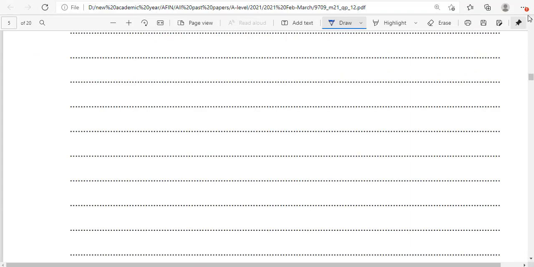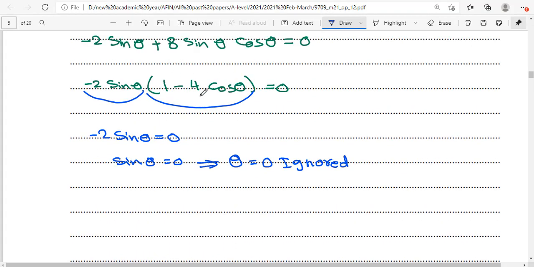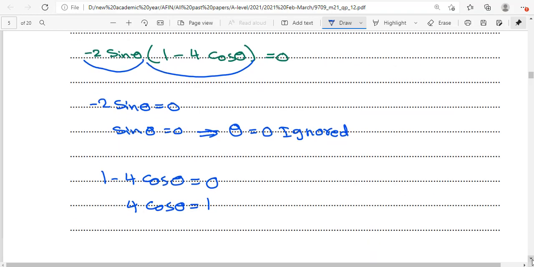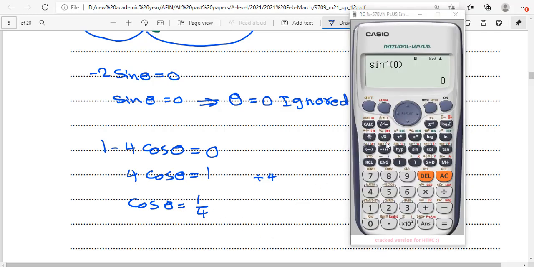Okay, then we go to the second option, which is this bracket might be equal to 0. Then 1 minus 4 cosine theta is equal to 0. What does that mean? It means 4 cosine theta is equal to 1. To get rid of the 4, we divide both sides by 4. Then we get cosine theta equals 1 over 4. And to get theta, we just use calculator.